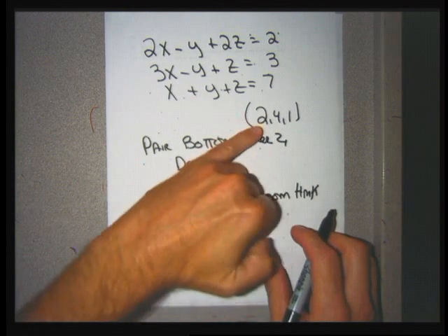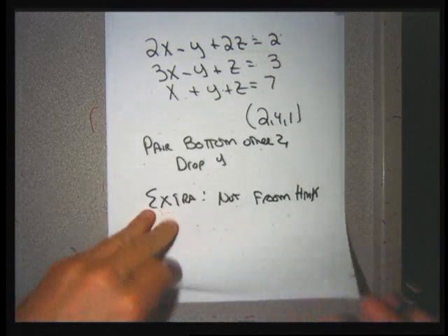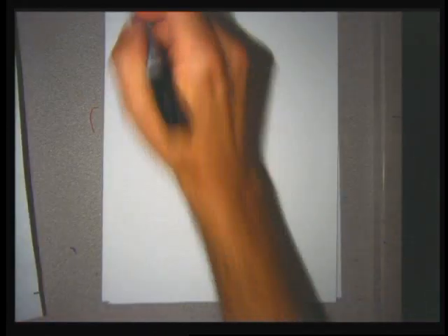My goal is to get x equal to 2, y equal to 4, z equal to 1. Again, I'll show you eventually in the next lecture how to do this via your calculator. It's easy to do on your calculator, but it doesn't fit with this section. It's the stuff in the next section.